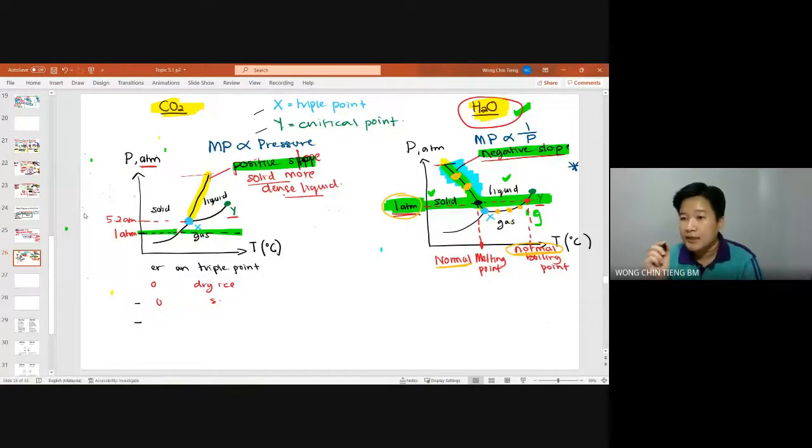Dan nak tahu dia adalah proses apa? I always tell you guys to look at the phase. Tengok fasa dia apa? Dia duduk antara fasa apa? Dia duduk antara solid dengan liquid. Melting, freezing. Oh, yang tu takkan tak tahu. Yang tu benda kita belajar dari tahun 4. Alright. So look at the phase, then you know what is the name of the curve.